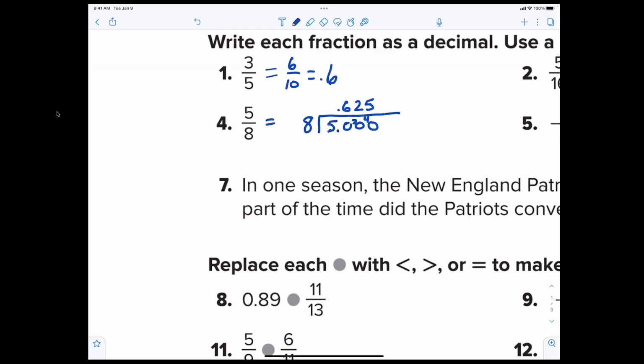Now we do 5/8 and 7/8 and 1/8 and 3/8 so much that you should just know 3/8 is 0.375. 7/8 is 0.875. 1/8 is 0.125. I remembered 1/8 is half of 1/4. Half of 250 is 125. That's how I knew those numbers. I didn't want to do the long division.